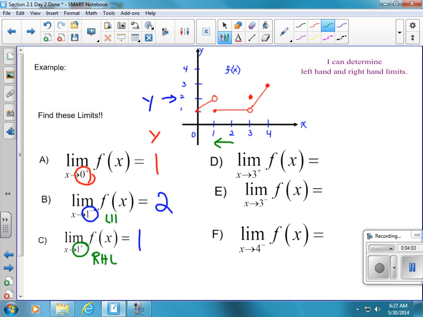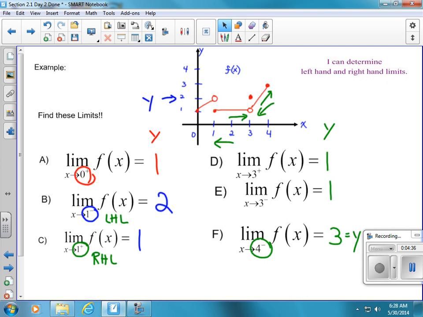This is a left-hand limit. Over here, at 3, from the left-hand side, the function is going toward y equals 1. From the right-hand side, it's also going to y equals 1. These are y values. My brain knows, but my mouth is saying something different. The limit as you go to 4 from the negative side is all the way up here at y equals 3. Those are your left and right hand limits.